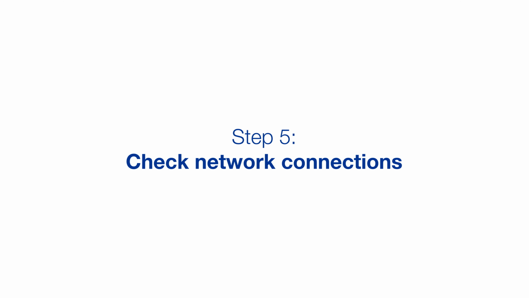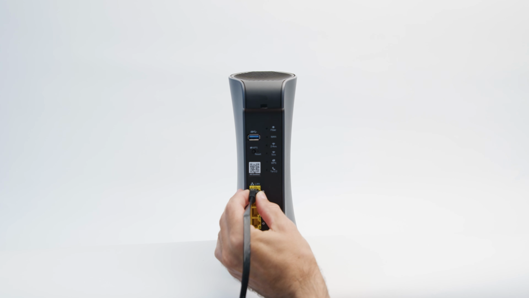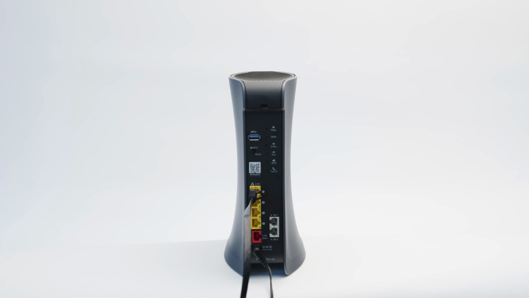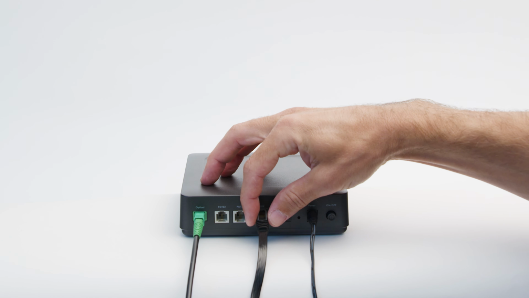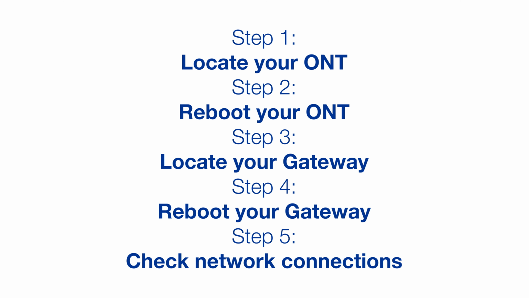Step 5, checking network connections. After rebooting your devices, ensure that all Ethernet connections are secure. Check both ends of each cable to confirm they are firmly in place. After following these simple steps, your ONT and gateway should be rebooted and ready to go.